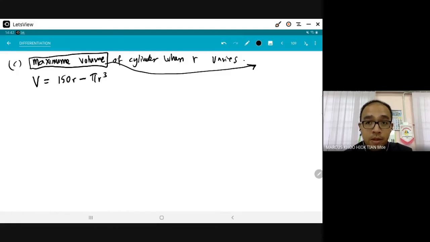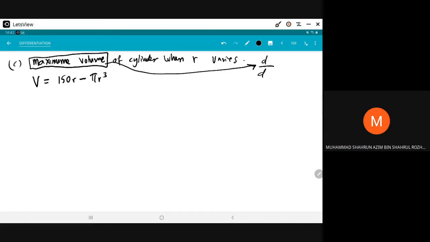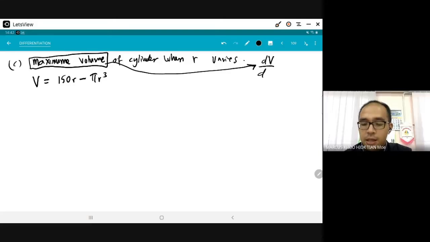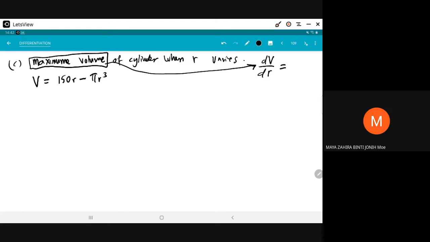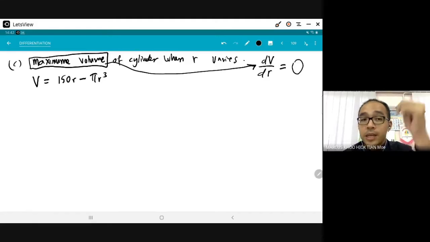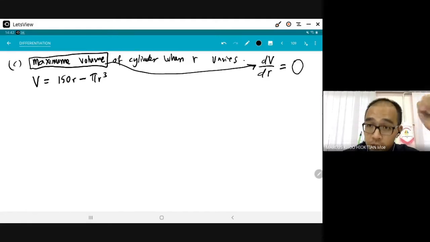Think about it in terms of differentiation. What do we need to find? Kalau maximum volume. D what, D what? DV/DX. DV/DX. DV/DR. DV/DR. Okay, and because it's maximum, DV/DR will be equal to 0. The DV/DR must be equal to 0.